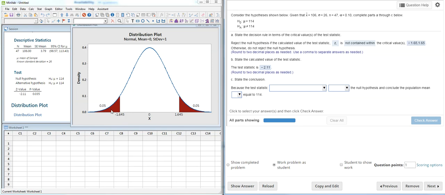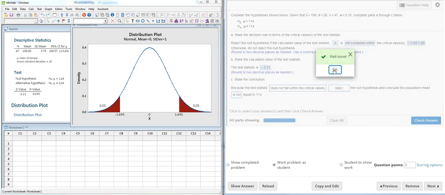All right, now here's where we come down to the decision. My test statistic is in the rejection region, so that's going to help me make my decision. Because my test statistic does not fall within the critical values, because it's outside in one of the edges, it's over here, I am going to reject the null hypothesis. So I'm rejecting H0 and going with HA. That means I conclude that my population mean is not equal to 114. I should be done after this.